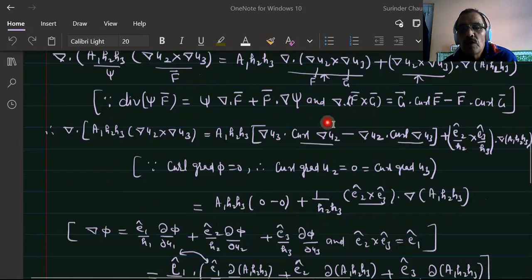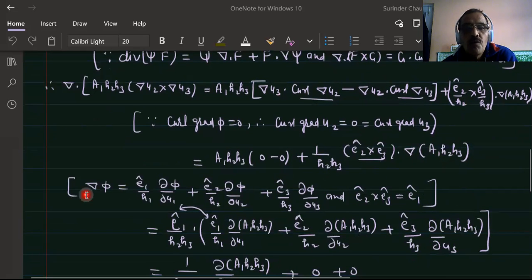This will become a 0 term, and this will be equal to h2 h3 common, and this will be equal to e2 cross e3 is equal to e1. E2 cross e3 dot del of h1 h2 h3 e1 h2 h3. Right? Now del of phi is equal to this. You know del of phi is the gradient of a scalar point function in the curvilinear coordinates. We proved this del of phi.